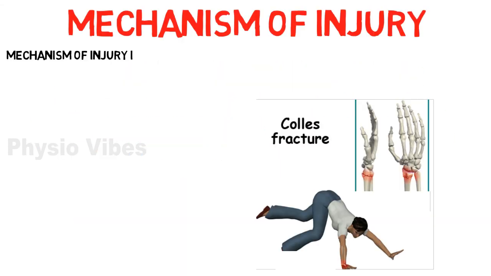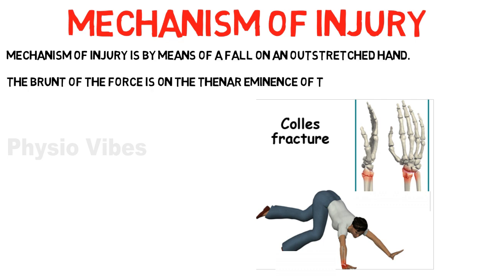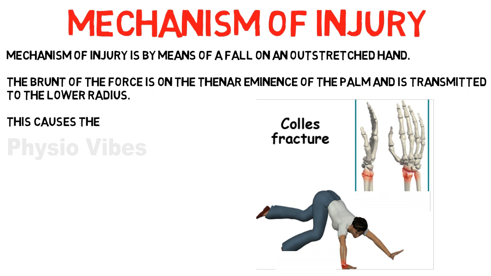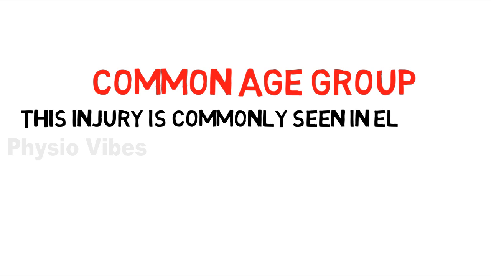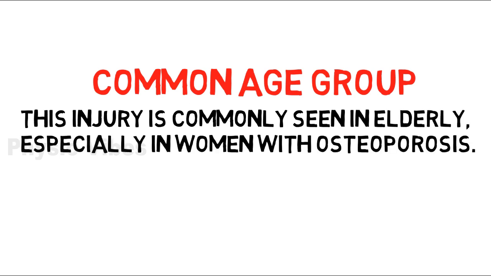Mechanism of injury. Mechanism of injury is by means of a fall on an outstretched hand. The brunt of the force is on the thenar eminence of the palm and is transmitted to the lower radius. This causes the fracture. This injury is commonly seen in the elderly, especially in women with osteoporosis.